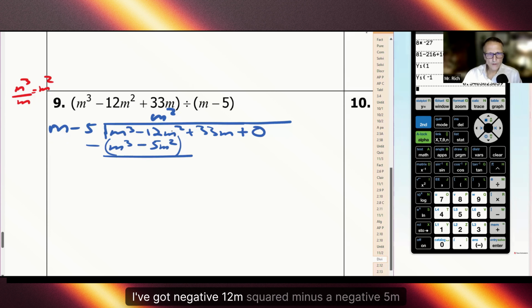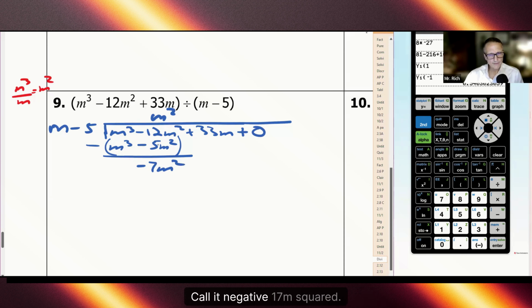Next, I've got negative 12m squared minus a negative 5m squared. That's negative 12 plus 5. That is going to be a negative 7m to the second power. The common mistake here would be to add those and call it negative 17m squared. No, negative 12 minus a negative, which means negative 12 plus 5m squared. We next bring down the following term, 33m, and we repeat the process that we started with.